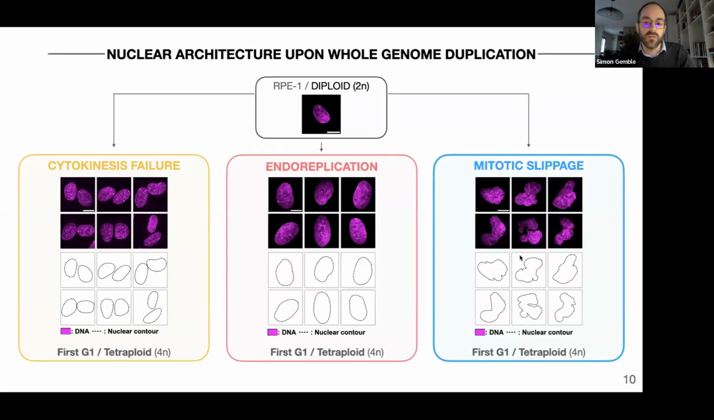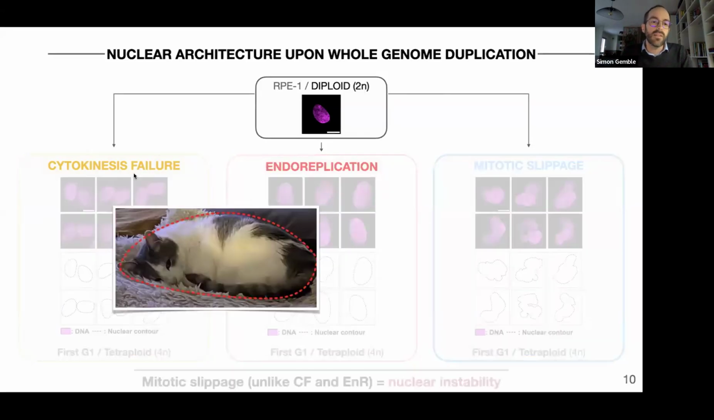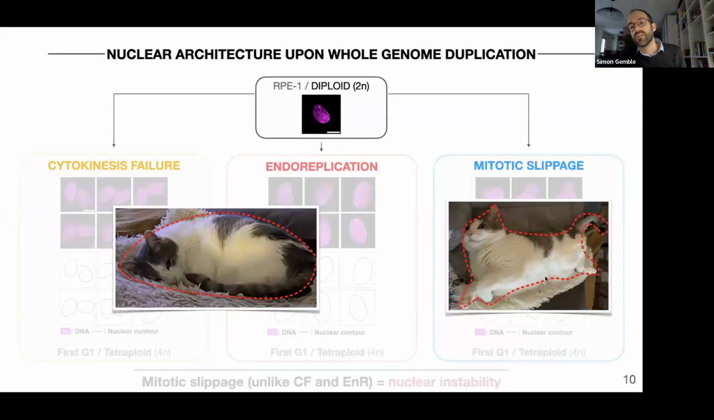And again, because I like to use pictures of my cat to illustrate my phenotypes, upon cytokinesis failure and endoreplication, it's a bit like when it's sleeping like that, it's almost a perfect circle, while upon mitotic slippage, it's more chaotic like that.